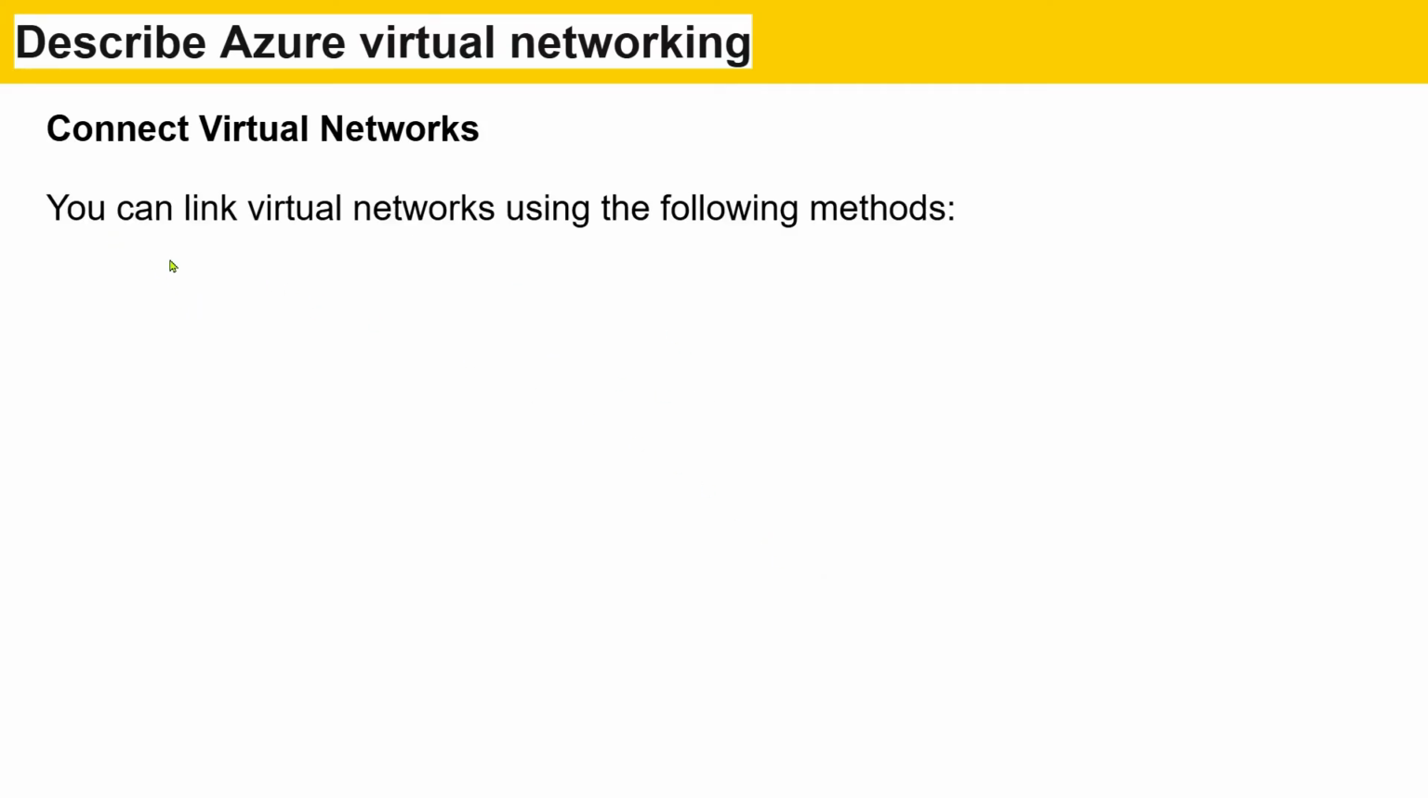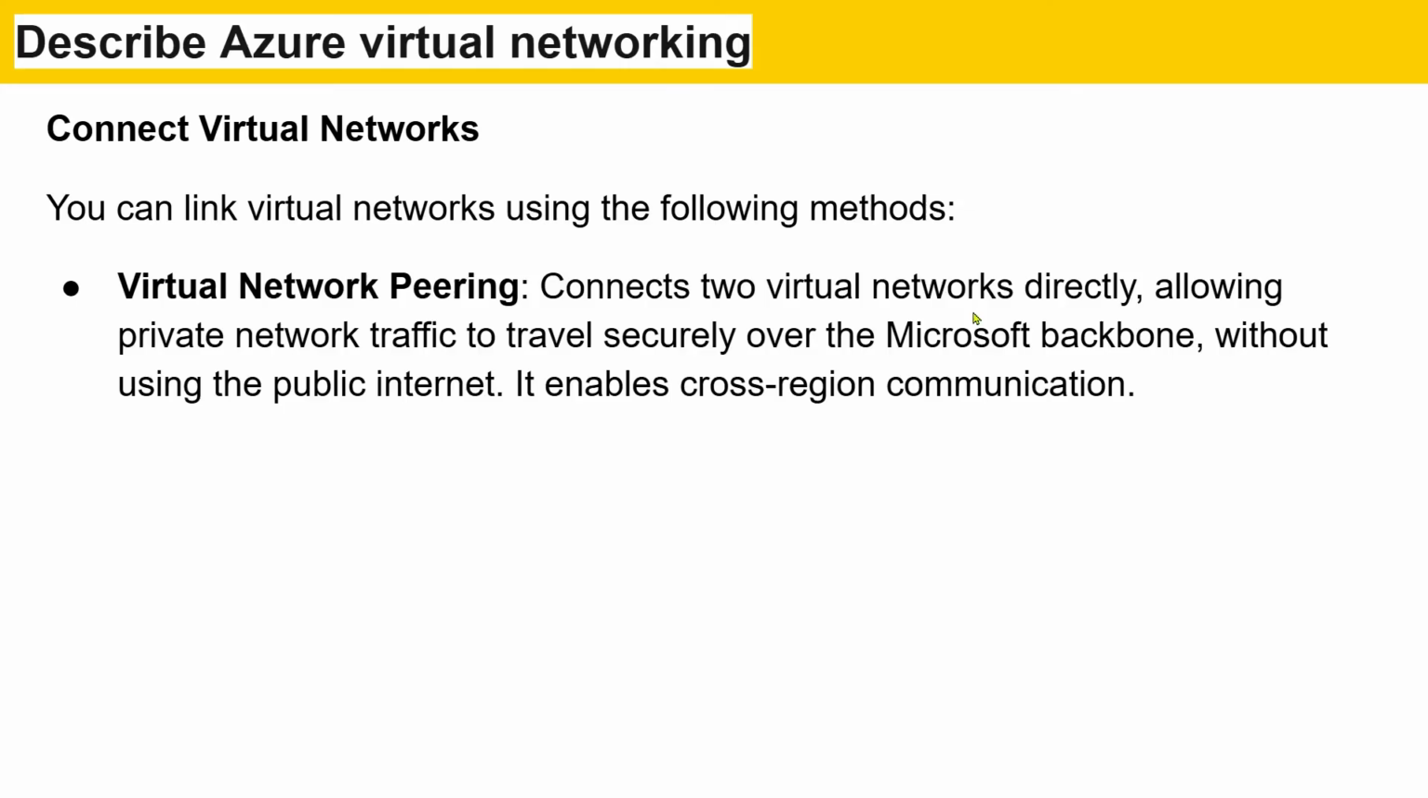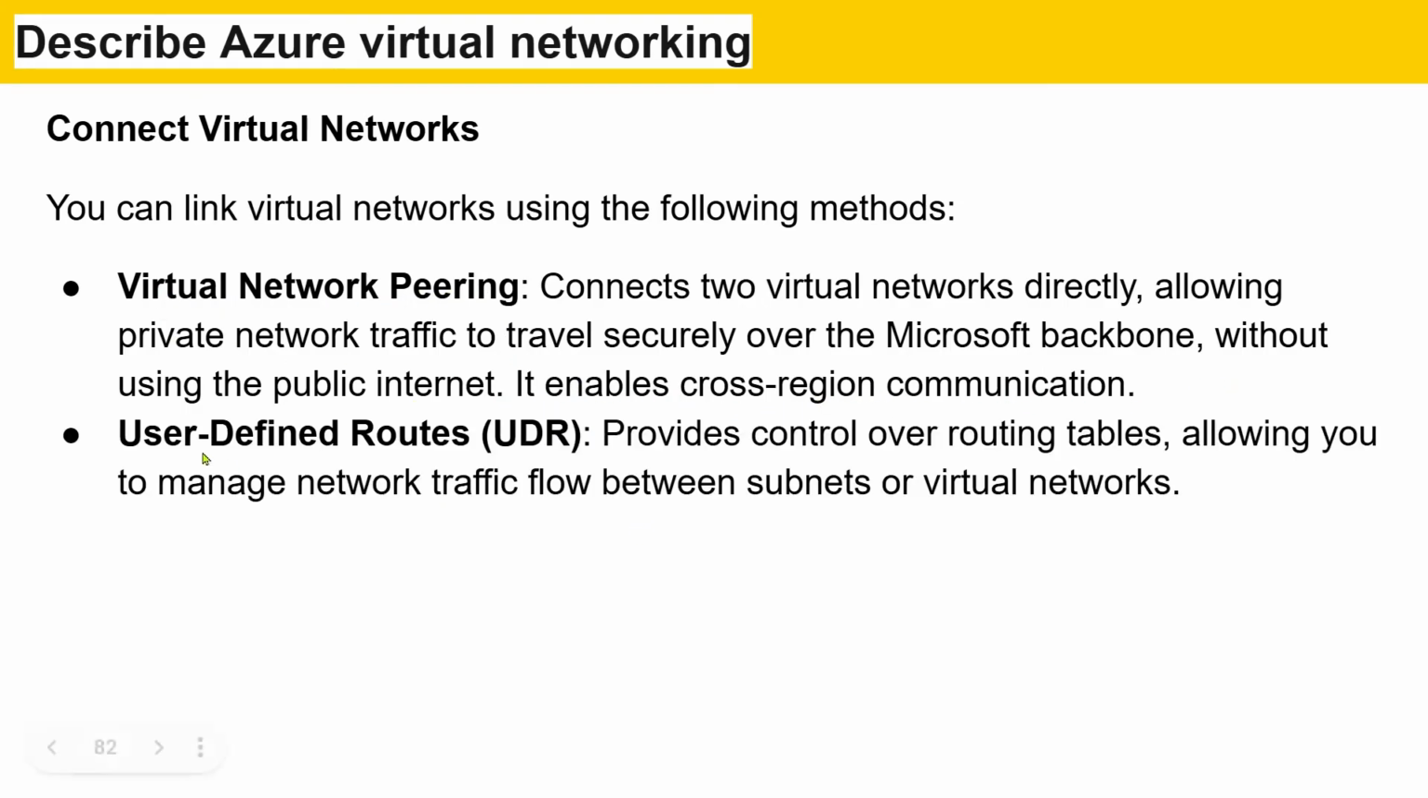Connect virtual networks. You can link virtual networks using following methods. One is virtual network peering. What does that mean? Connect two virtual networks directly, allowing private network traffic to travel securely over the Microsoft backbone without using the public internet. It enables cross-region communication, virtual network peering. These are the terms. User-defined routes are called UDR. Provides control over routing tables, allowing you to manage network traffic flow between subnets and virtual networks. Okay, the important terms to make note of.